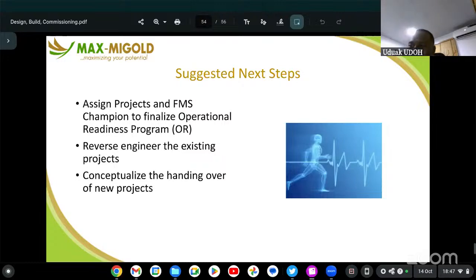Reverse engineering is a systematic approach of retrieving data and information that are not existing. How do you do that? Information and data are not existing, no, but you are retrieving them. And that's what reverse engineering is all about.